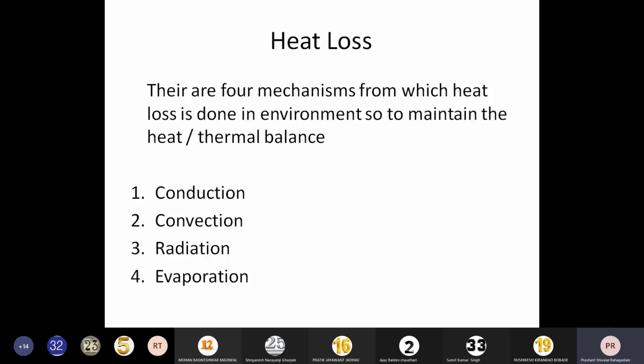Now when we say heat loss, normally there are four mechanisms that allow the body to lose heat to the environment in order to maintain what? Thermal balance. Okay. The way the heat loss is divided between the mechanisms depends on your external environment. So again you have to keep that in mind. The first thing, there are four mechanisms which allow a body to lose heat to the environment in order to maintain thermal balance. And this heat loss is divided between the mechanisms depending on your external environment.